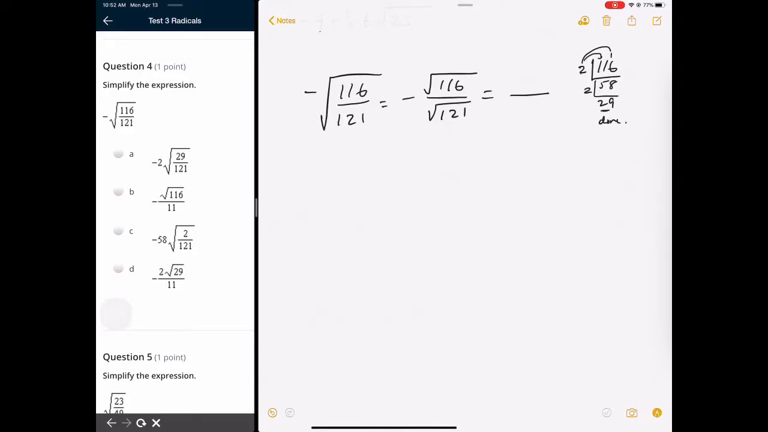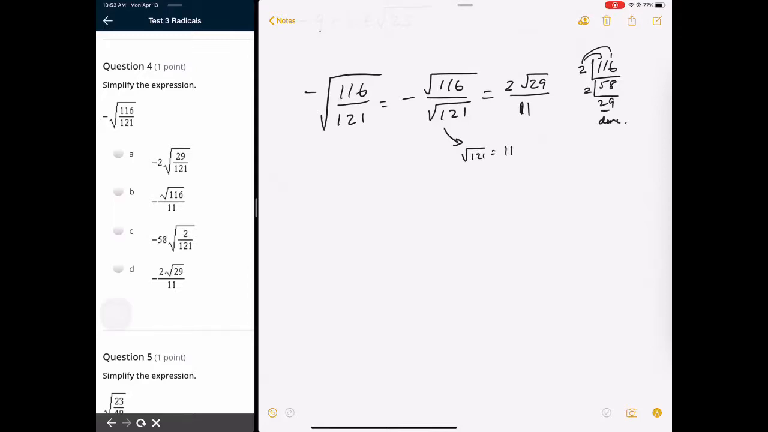So to rewrite that, we have a pair of what? A pair of 2's. That gets thrown out, and 29 gets stuck inside. Now, how about 121? Well, if you remember, the square root of 121 is actually 11.